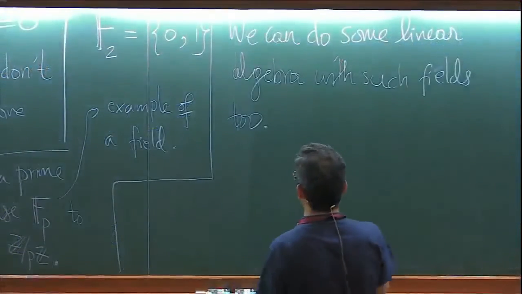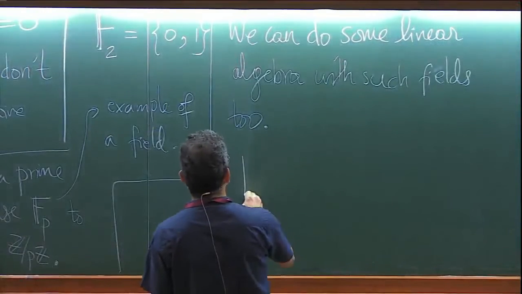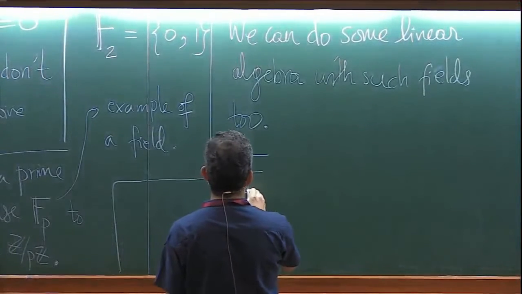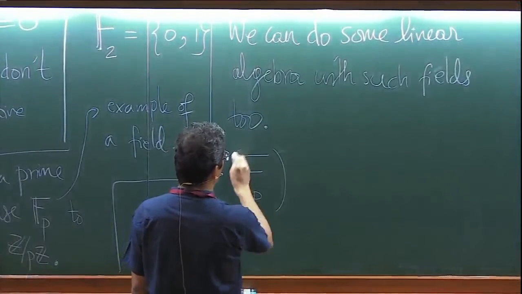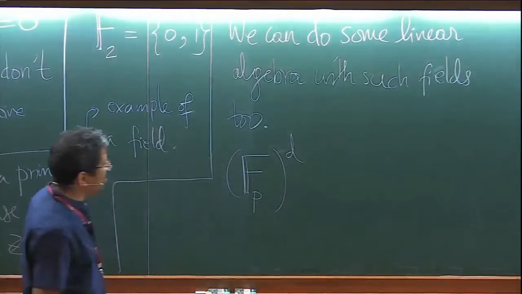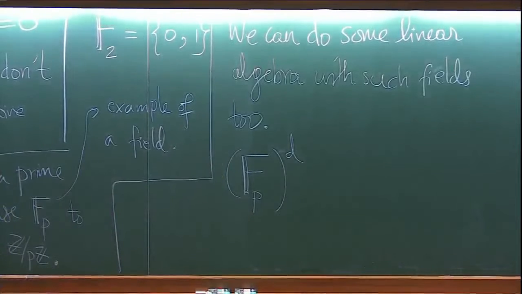So for example, a vector space of dimension d would be d copies of this field. Now how many elements does this field have? The field has p elements. Remember, F_p is 0, 1, all the way up to p minus 1. So F_p has p elements.